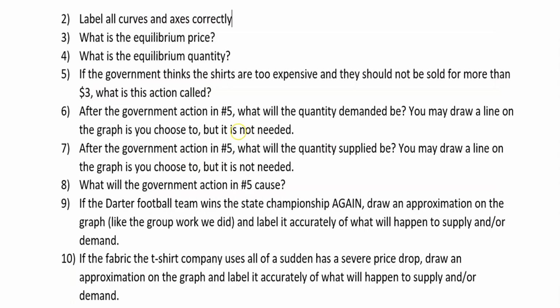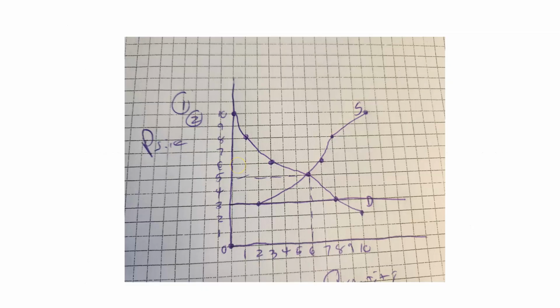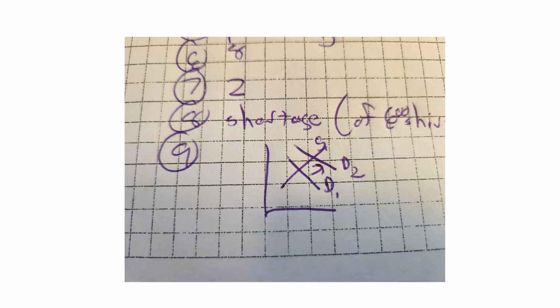All right, so what do we have left here? Question number 9. If the Darter football team wins the state championship again, we had won it several times back when I wrote this problem many years ago. Draw an approximation on the graph, like the group work we did, and label it accurately of what will happen to supply and or demand. So anyway, the theory is if all of a sudden we win another state championship, there's going to be a huge demand for those shirts. And so what would happen is the demand would increase, which is a shift to the right.